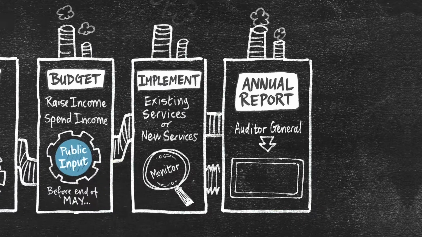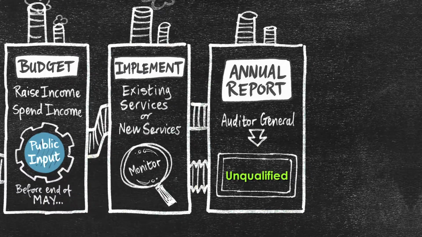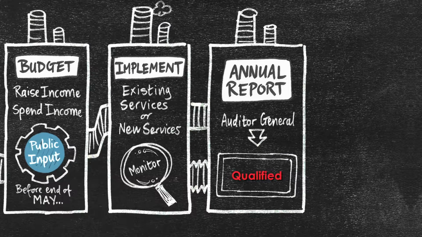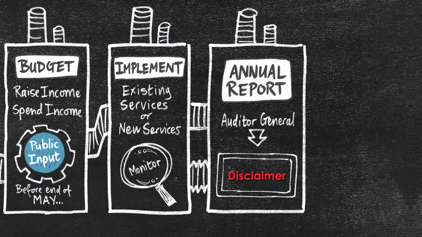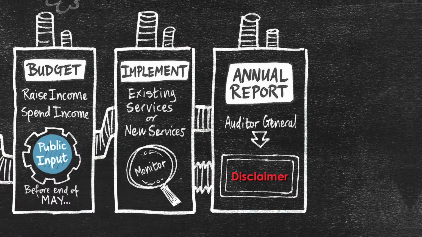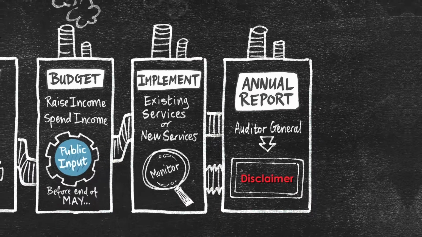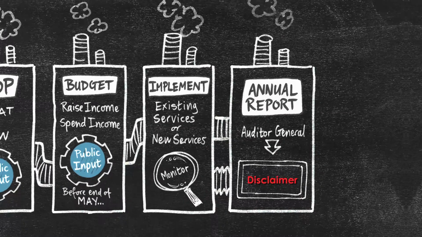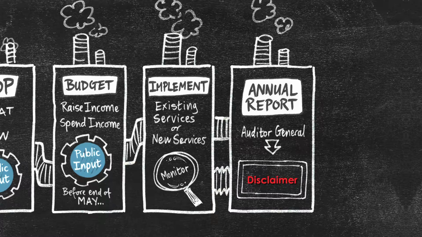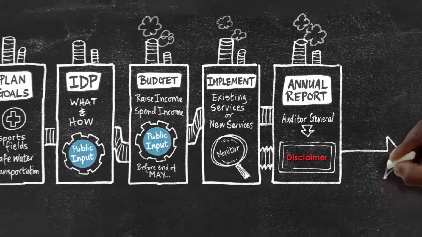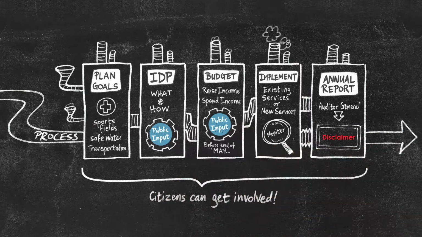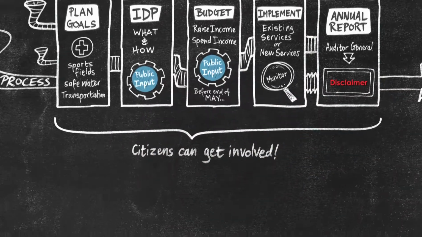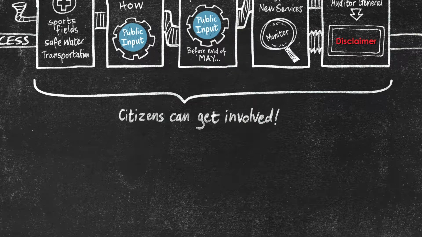A good assessment is called unqualified, while a qualified means there are problems, and adverse or disclaimer are serious reasons to worry. You can find these reports at the library, online, and at municipal buildings. Citizens can get involved at all stages of the process. You can give input and information to the IDP and to the budget.